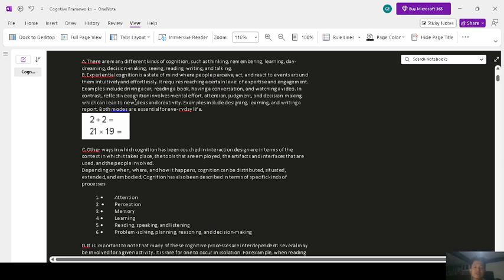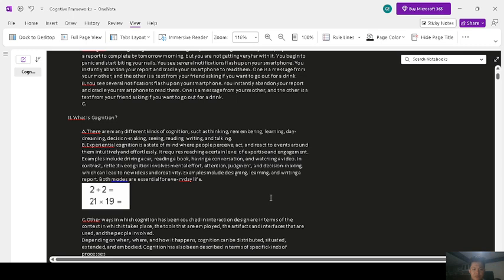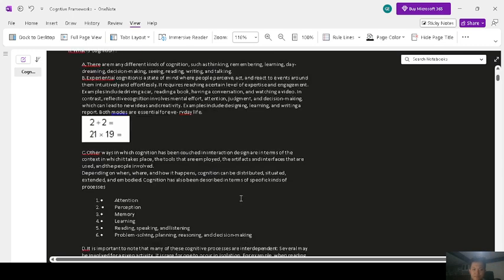In contrast, reflective cognition involves mental effort, attention, judgment, and decision-making, which can lead to new ideas and creativity. Examples include designing, learning, and writing a report. Both modes are essential for everyday life.